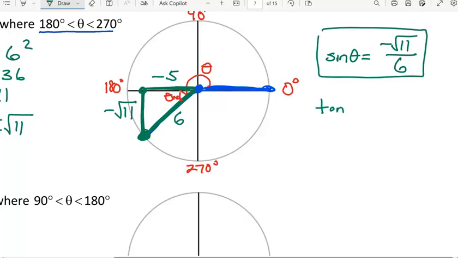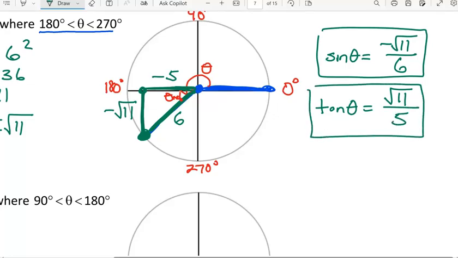And the tangent of angle theta is equal to the negative square root of 11 over the negative square root of 5, but that's a negative over a negative, which we need to simplify to a positive. So that's square root of 11 over 5. So the value of the tangent will be positive because it's a ratio of two negative lengths.